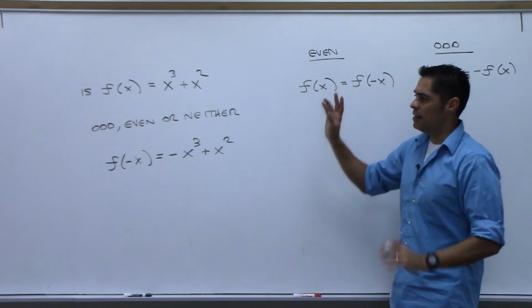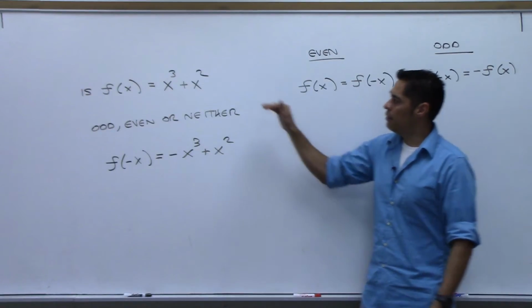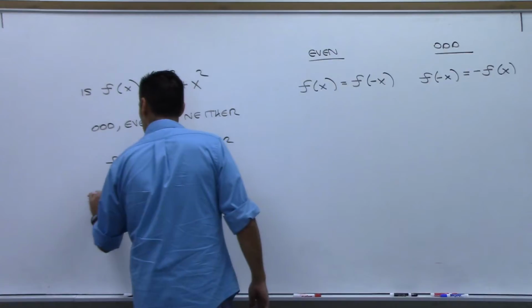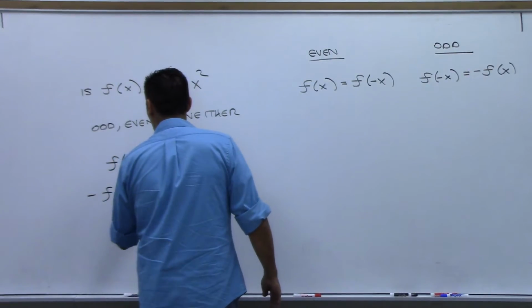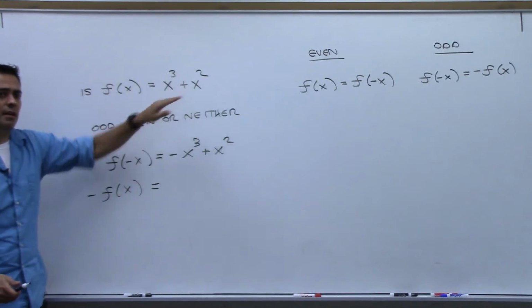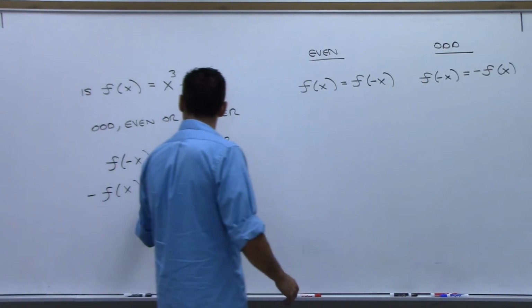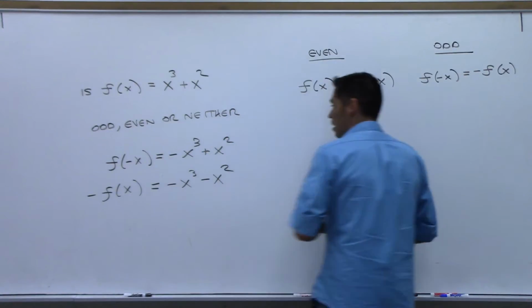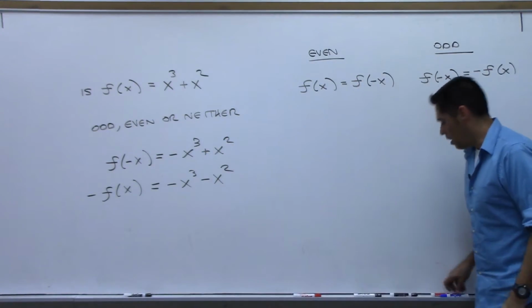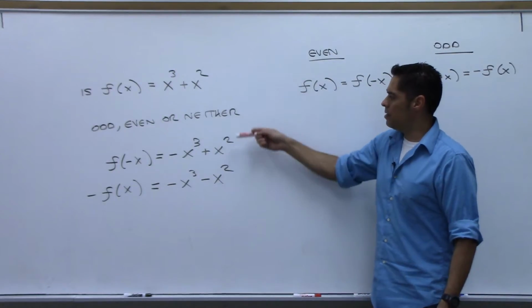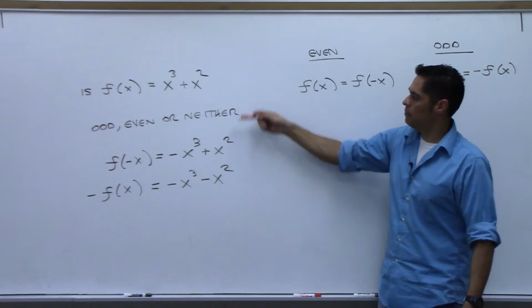Okay, so first, this is the standard way of checking. You first plug a negative in, see what happens. Then, next to this, just tell me what negative f of x is. So just change the signs of everything. So this is negative x cubed and minus x squared. And now what we're going to do is check, are any of these equal to each other? Is this equal to this? Are these the same?